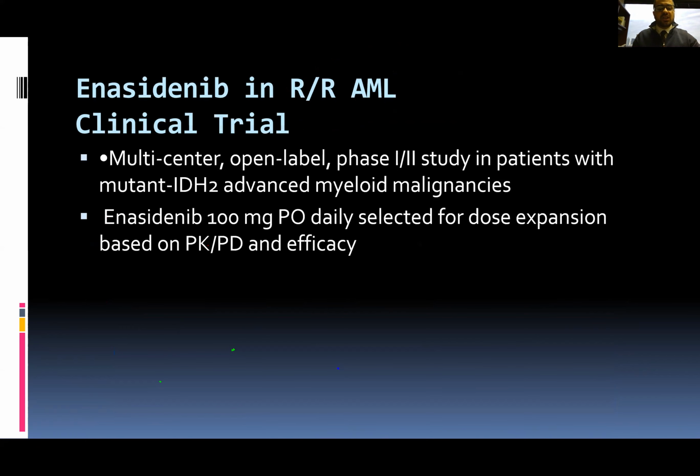This is a clinical trial, phase 1/2, that got its approved 100 milligrams. It's an oral drug, selected for dose expansion, and that's the beauty of this drug. It's based on pharmacokinetics and pharmacodynamics and efficacy rather than the maximum tolerated dose, which has been used by our ancestors as the goal. Now it's pharmacokinetics, pharmacodynamics, and efficacy, which is great. Makes me happy to look at that and see it.